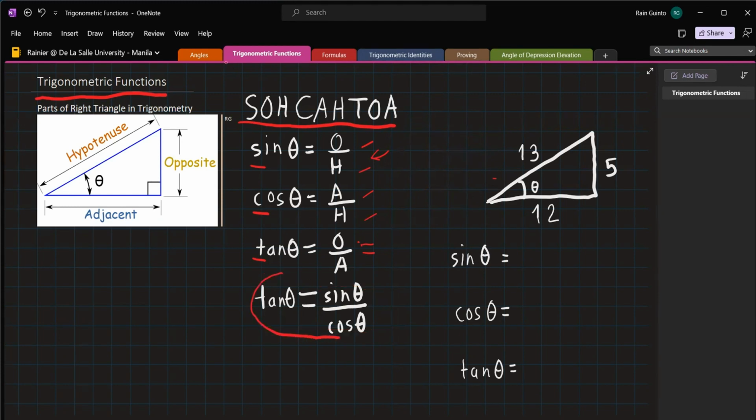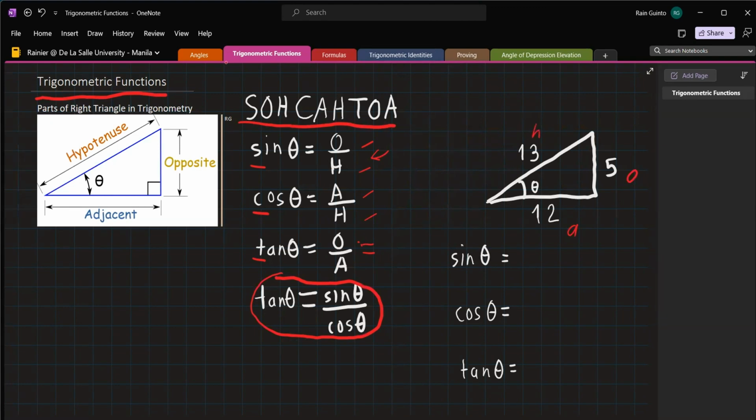So let's try applying that to an example. For example, we have a right triangle with measures of 5, 12, and 13, and this is our theta. Its opposite is 5, its adjacent is 12, and its hypotenuse is 13. So what is sine theta in this context?